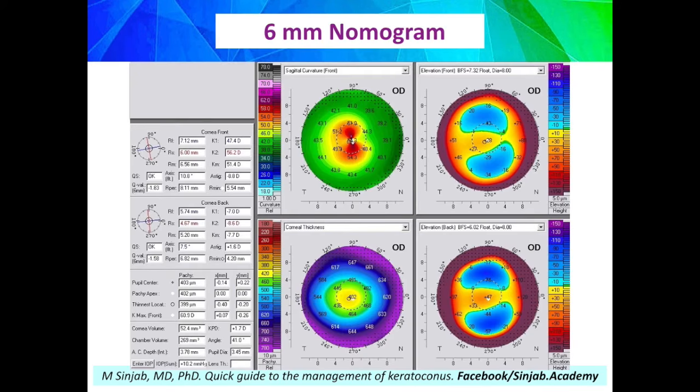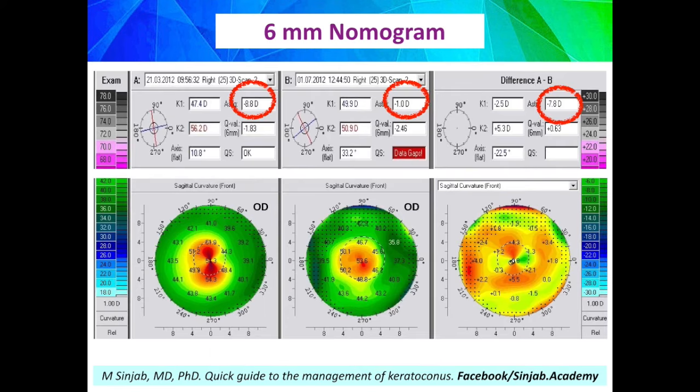I'll show you this example. This is a case of keratoconus. This is the preoperative topography. The patient has high astigmatism, almost -9 diopters. On the left, we can see the preoperative data. The patient had almost -9 diopters. In the middle, the postoperative data. The patient improved and had only -1 diopter. So the difference map on the right shows almost -8 diopters of improvement.